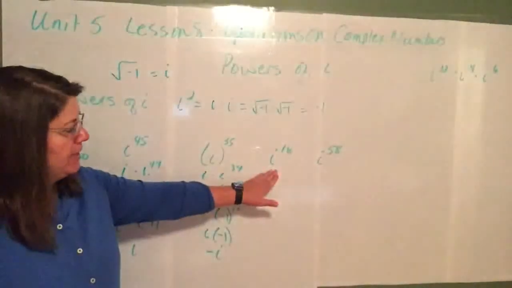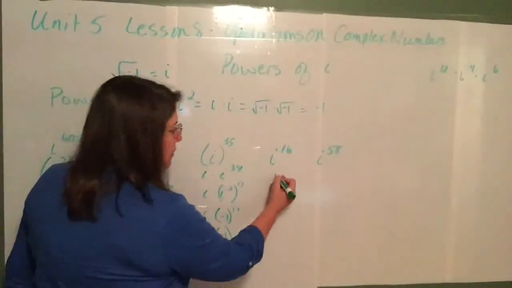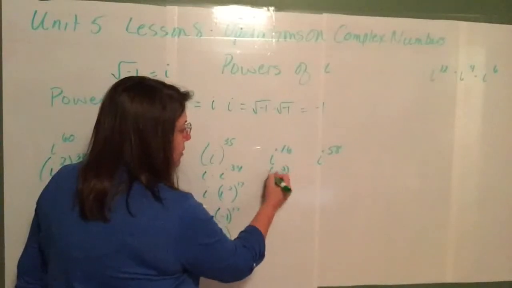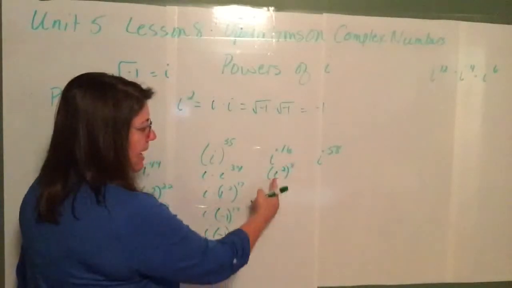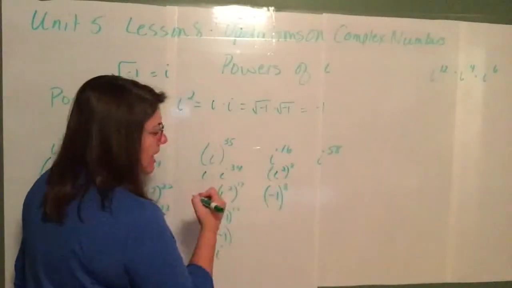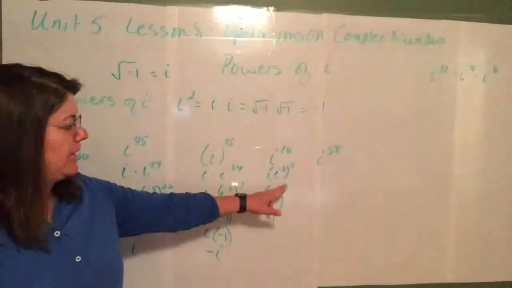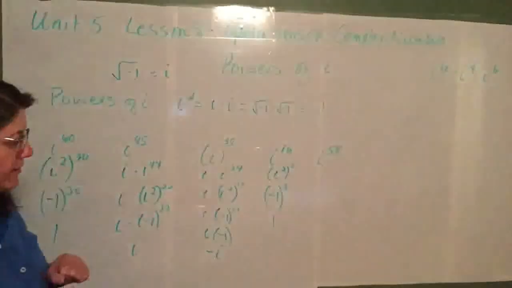For the next one, i to the 16th, well, that's an even power. So that's i squared to the 8th. i squared is negative 1. So negative 1 to the 8th will be a positive 1. A negative to an even power is a positive.